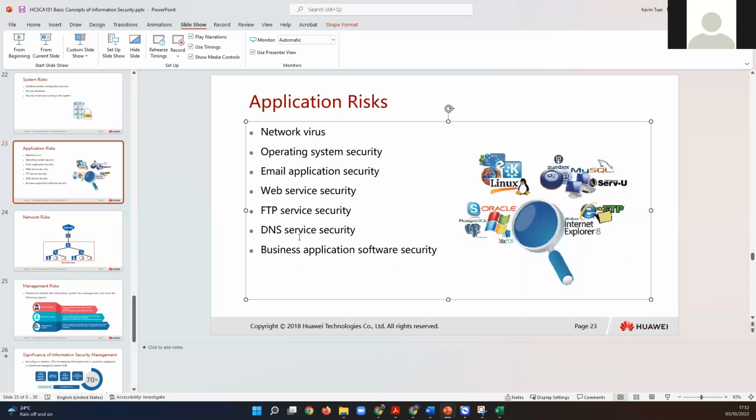Then DNS, people can spoof the DNS and maybe give you the wrong links. You type in an address, and they take you to the wrong place. Then there's also business application software, things such as ERPs and accounting software. All these have some risk with them. I hope that helps the one who was asking.